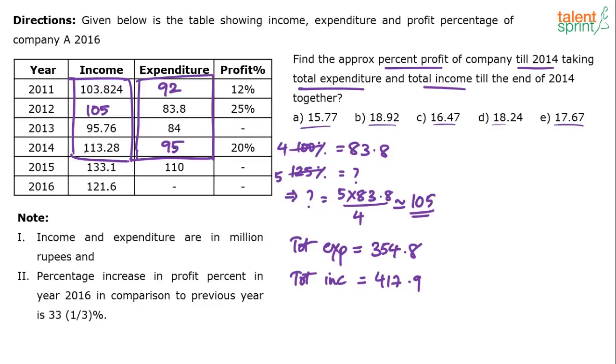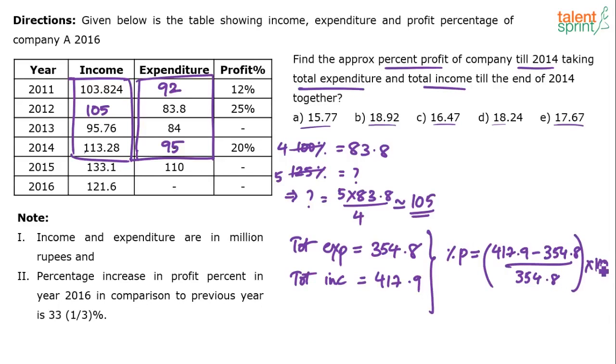So you know the total expenditure, you know the total income, you have to find out the total profit percentage. How do you get that? It will be equal to income minus expenditure by expenditure into 100. Selling price minus cost price by cost price into 100. So 417.9 minus 354.8, divided by 354.8. This calculation has to be done, there is no other way. And you can't even approximate it further because options will then get too close. One way to do it is you break up 417.9 as 354.8 plus whatever extra part, so 354.8 plus 63.1.